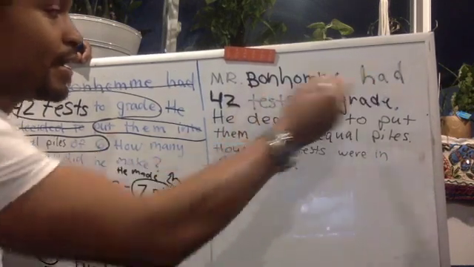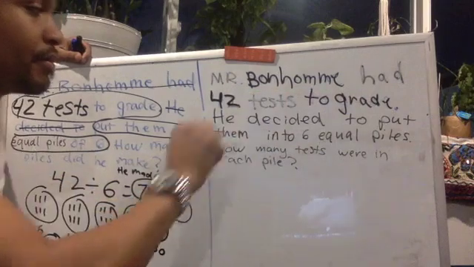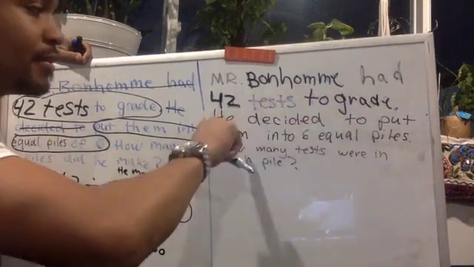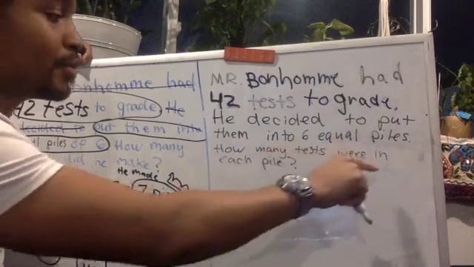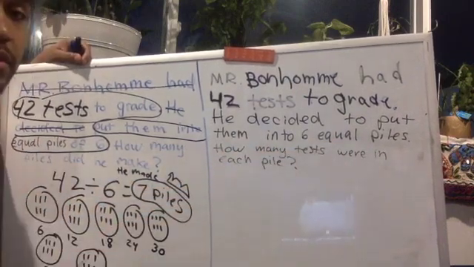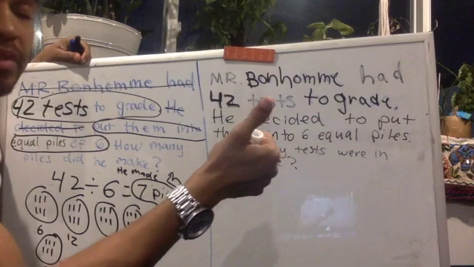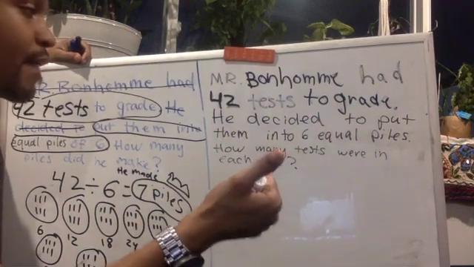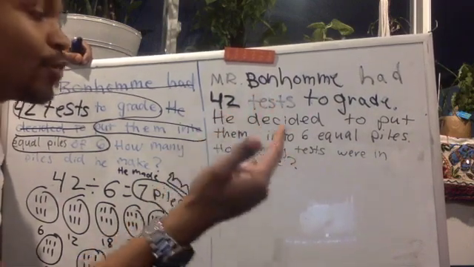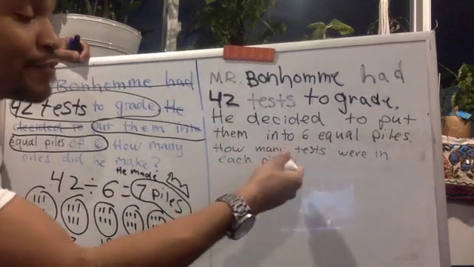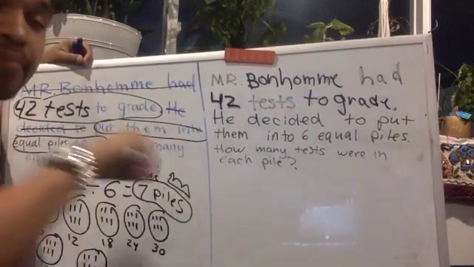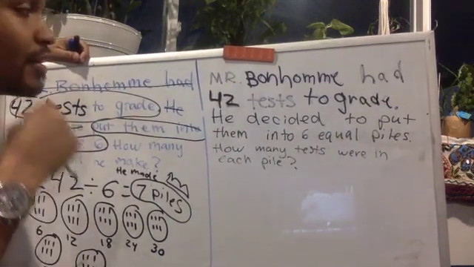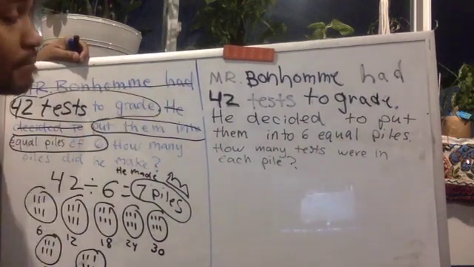Mr. Bonhomme had tests to grade. He decided to put them into equal piles. How many tests were in each pile? So I know this has to do with tests to grade, and there are equal piles. And I have to figure out how many tests were in each pile. Let's go to the second read.